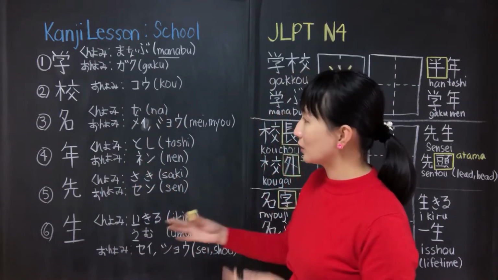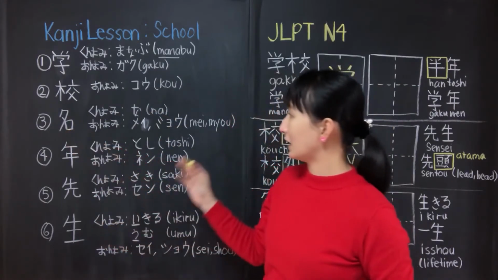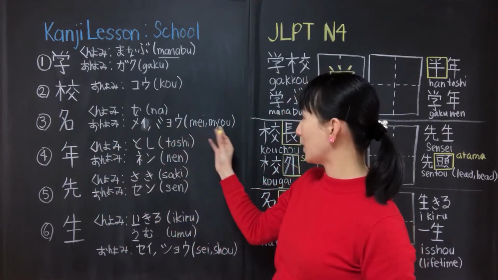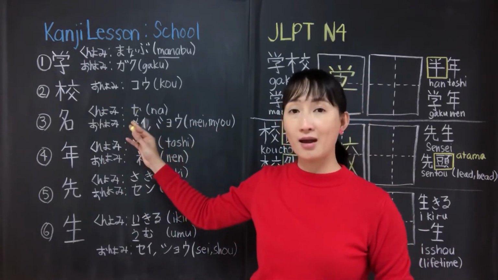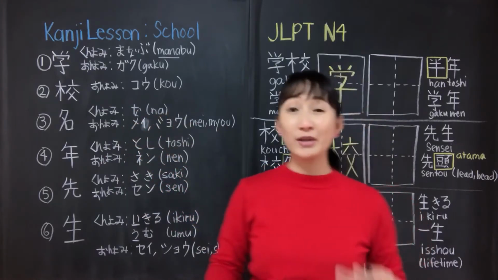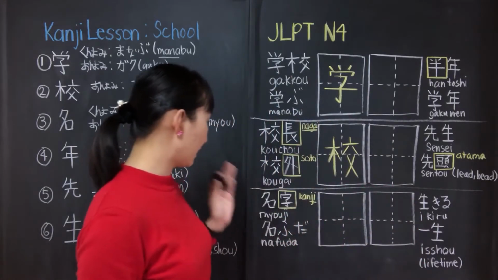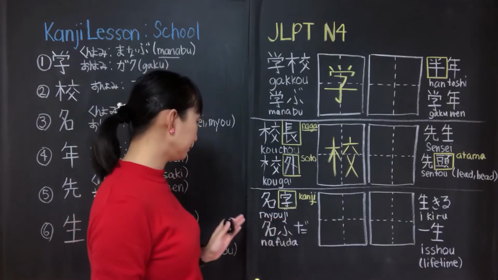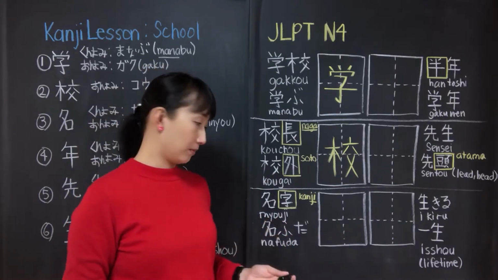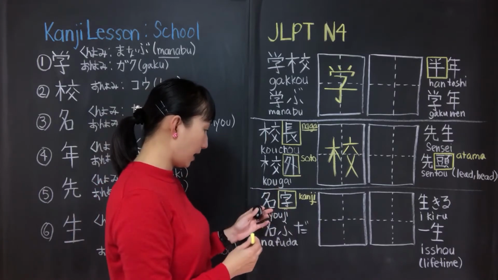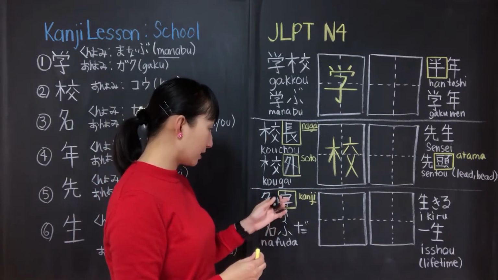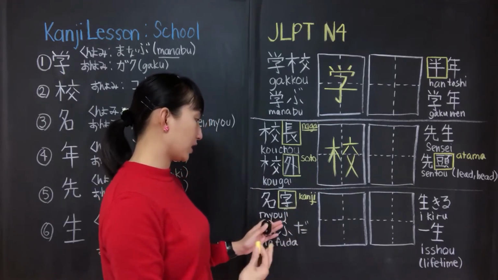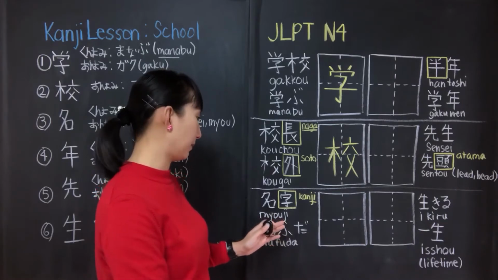Now let's go to our third kanji. Its onyomi is mei and also myo, and its kunyomi is na. Na. Namae no na. The example that I have for you for this kanji is myoji. Myoji means last name. So again, this is na. When you partner this with ji no kanji, it's now myoji, which means surname or last name.